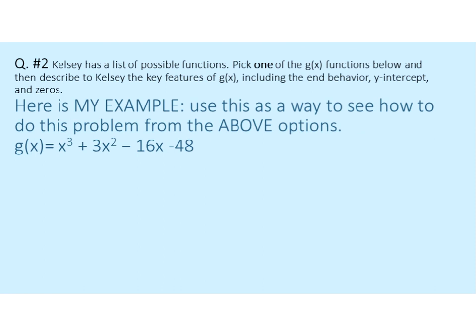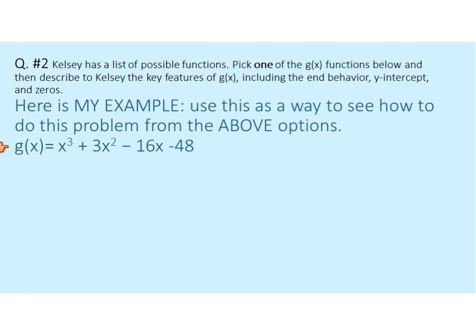Let's go back to our original question. Kelsey has a list of possible functions, picking one of the g of x functions below, and those were the ones that I had listed before. We're going to include the key features, which are end behavior, which we just went over, the y-intercept, and the zeros. I'm not sure we're going to take the time to do all of the examples, but I want you to go through this with me as I do this example. This is not one of the ones on your worksheet, so we're going to work this one out together. This is number 2. You do have room where it says, here's my example on your handout.